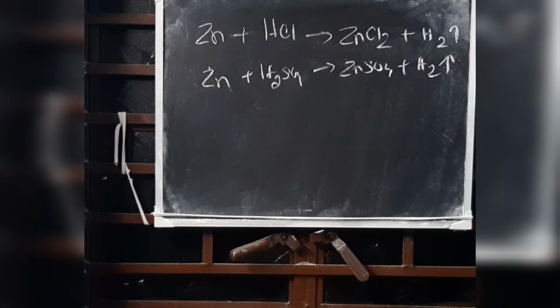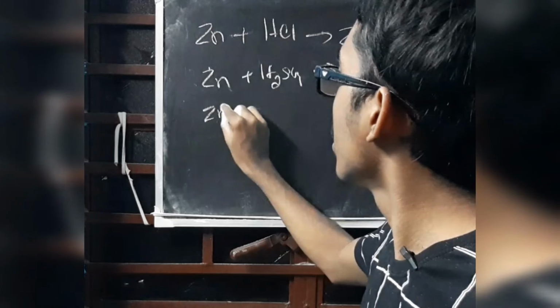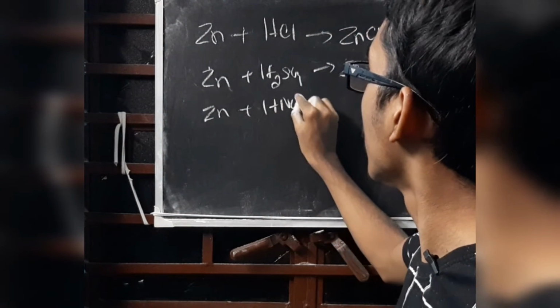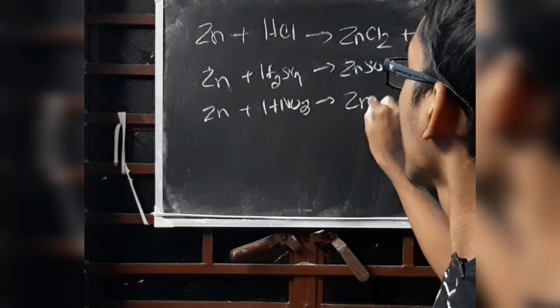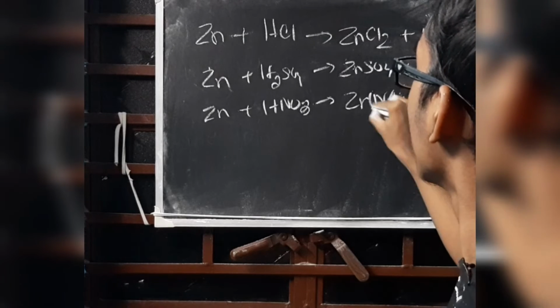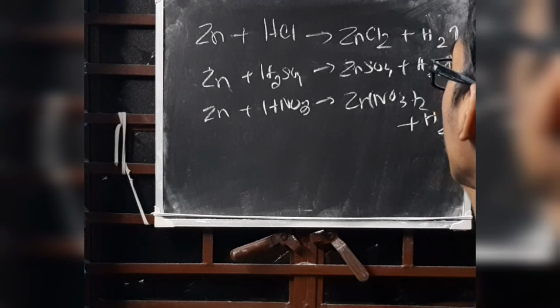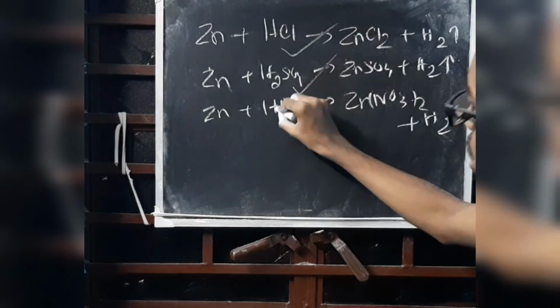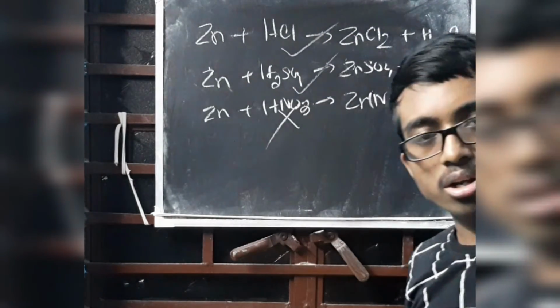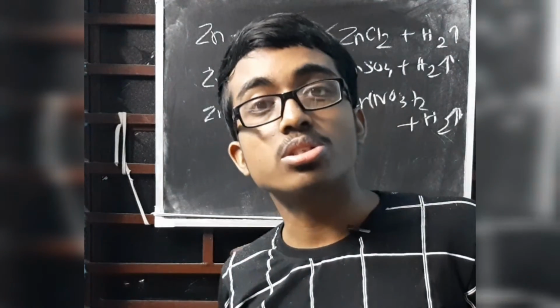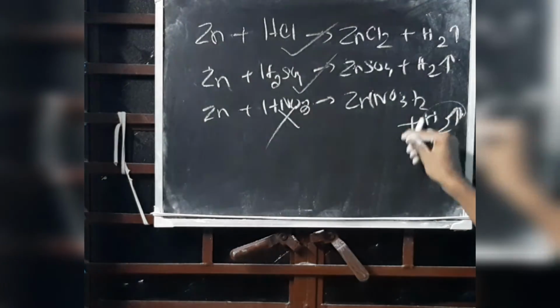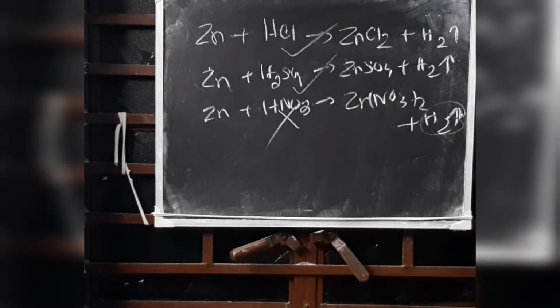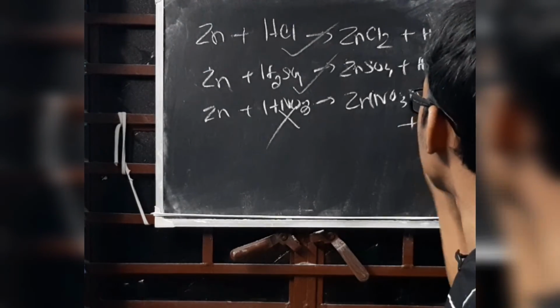Now, if I write Zn plus HNO3, will this reaction work? Will this be a correct reaction? This is wrong. Reason: HNO3 is a strong oxidizing agent. This hydrogen, it will oxidize to water. So we are not going to get any hydrogen as the product.